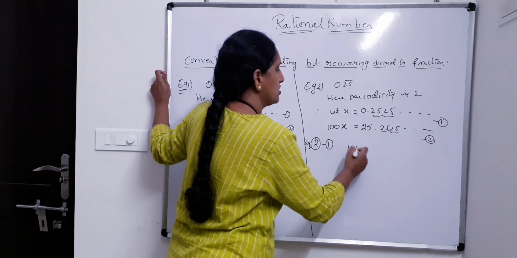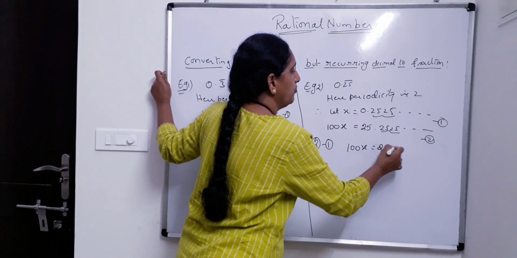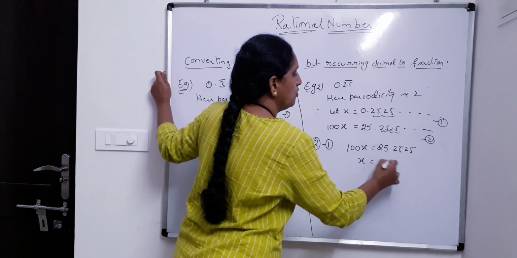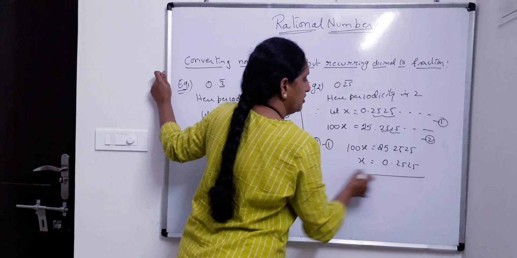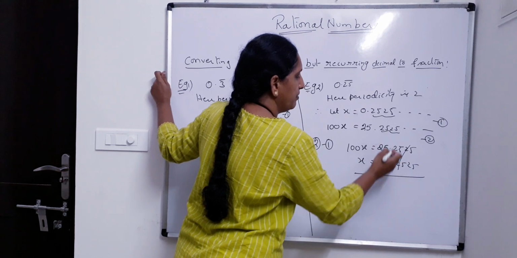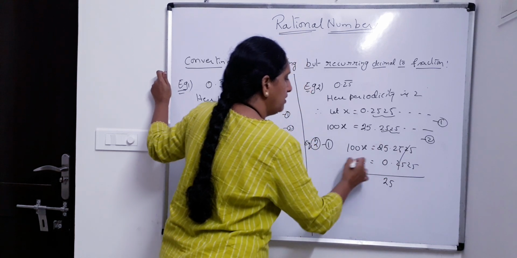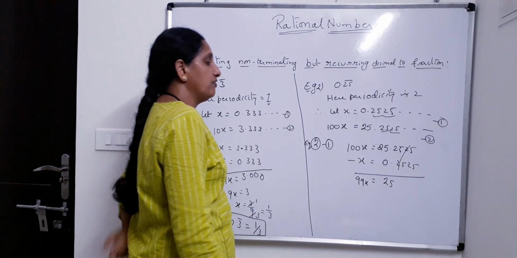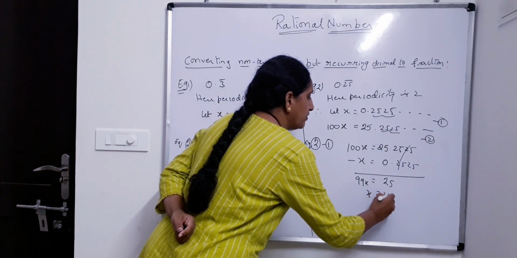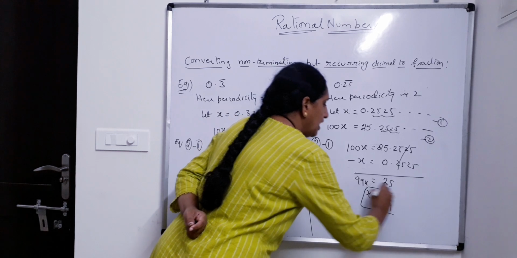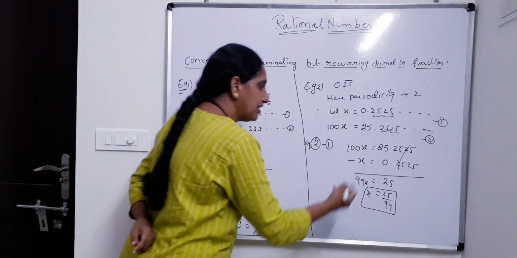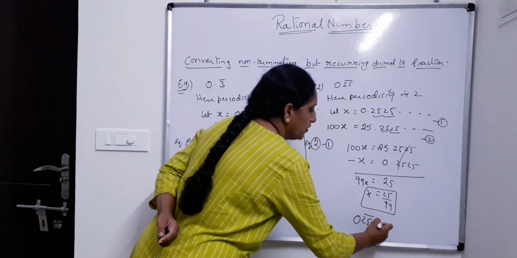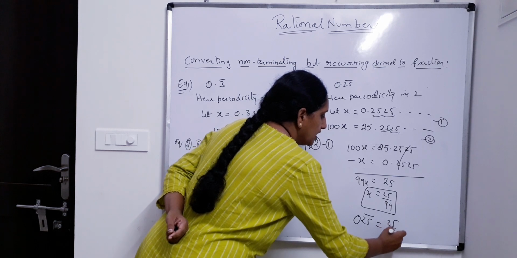What does it give to us? 100x is equal to 25.2525, where x is equal to 0.2525. So now this will get eliminated. 25 minus 0 is 25. 100x minus x is 99x. 99x is equal to 25, or x is equal to 25 by 99. It can't be further simplified, so we leave it like that. But what is your x? x is 0.25 bar. 0.25 bar is equal to 25 by 99.